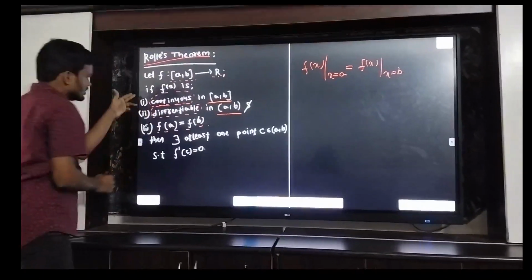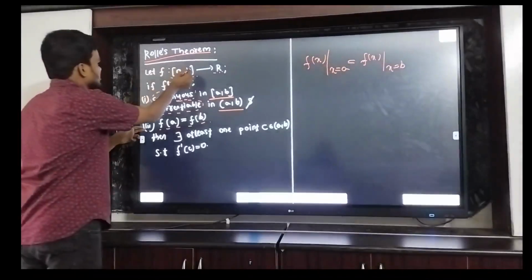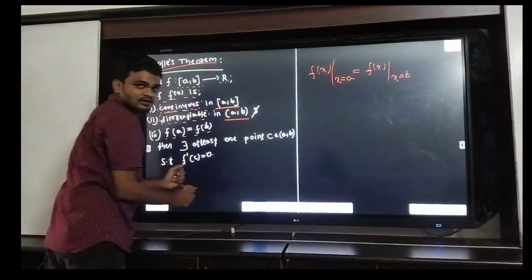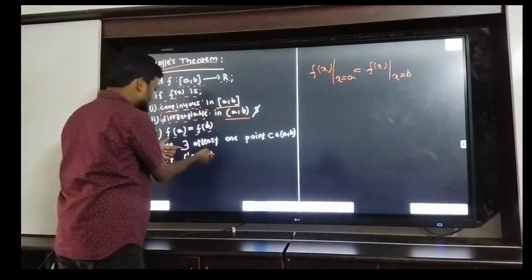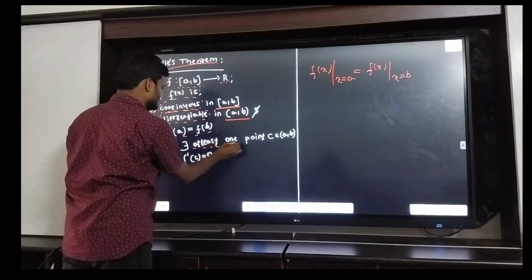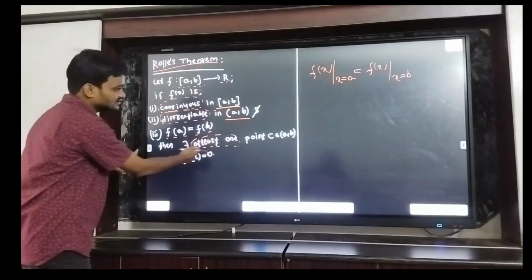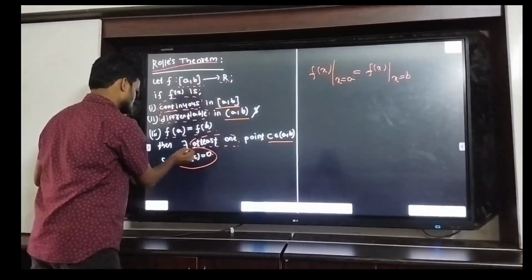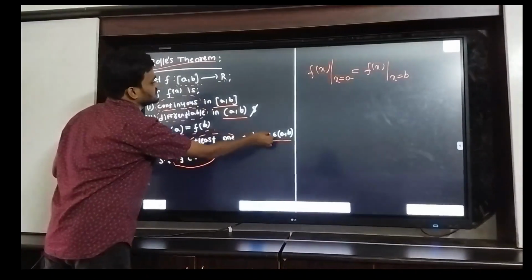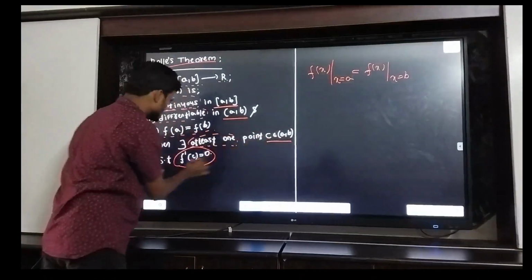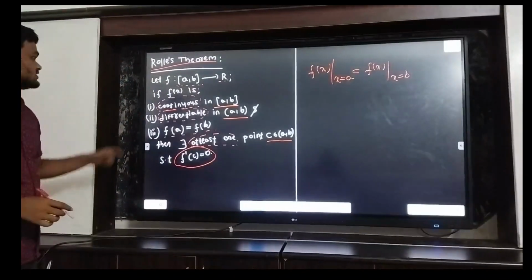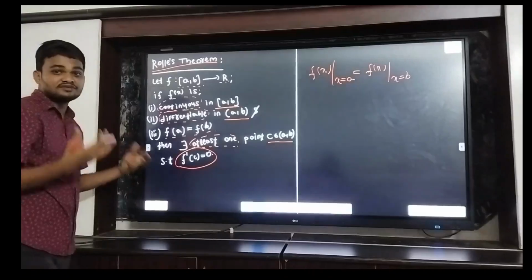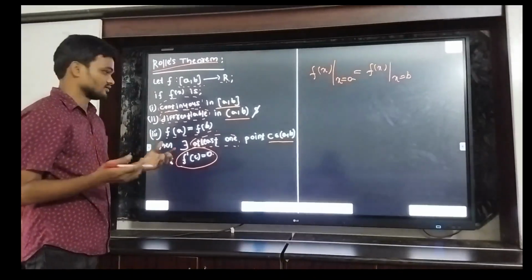If these three conditions are satisfied by a function f defined on the closed interval [a, b] to R, then something happens. What is it talking about? Then there exists at least, this is important, there exists at least one point c belonging to the open interval (a, b) such that f'(c) is equal to 0. Now let's understand each point separately, what it exactly means, as well as in a graphical manner.